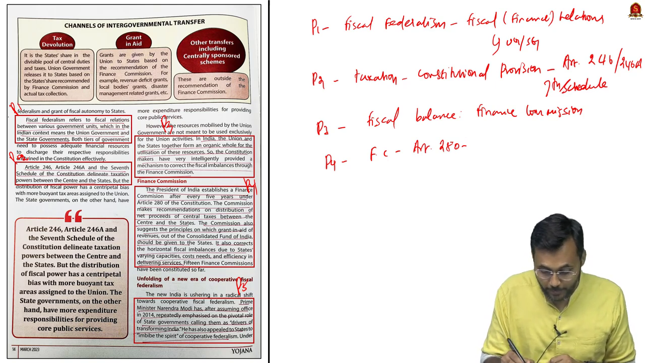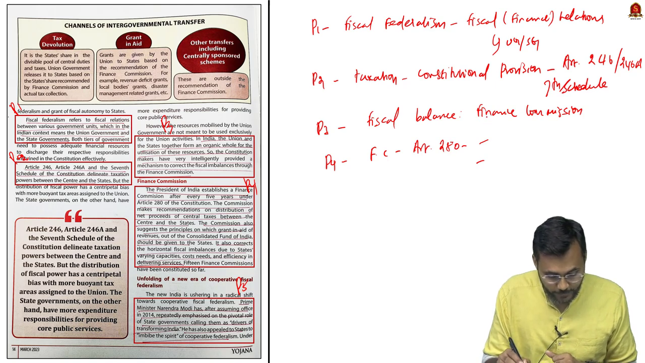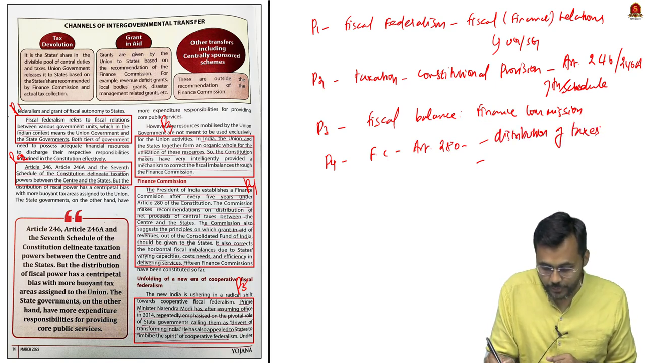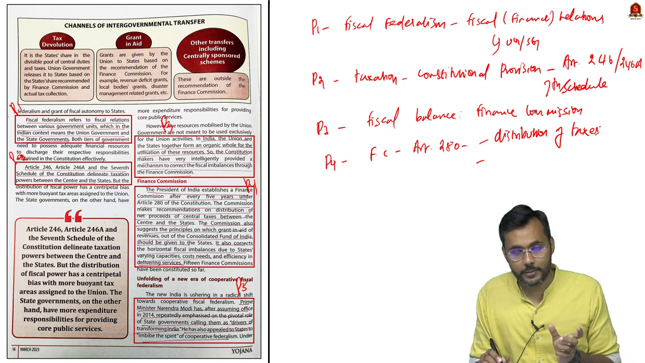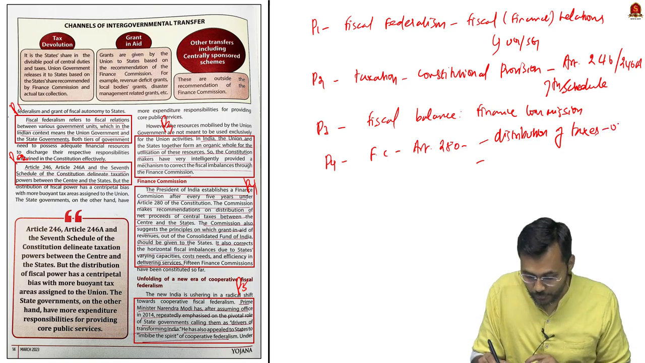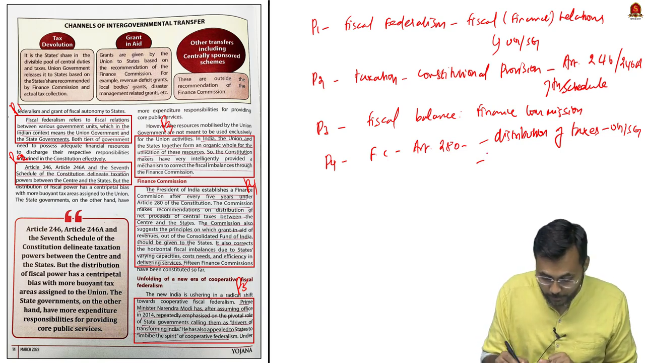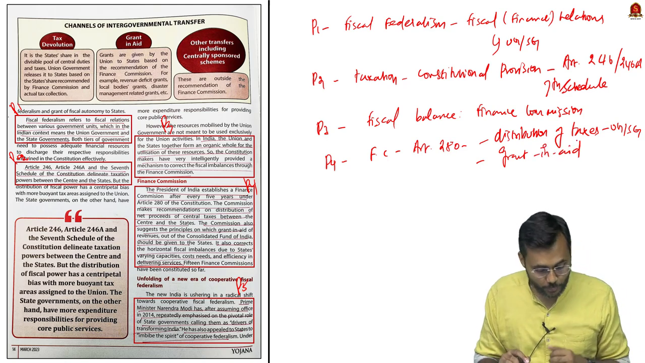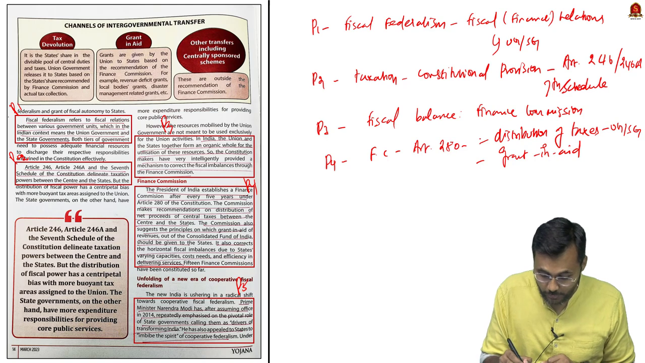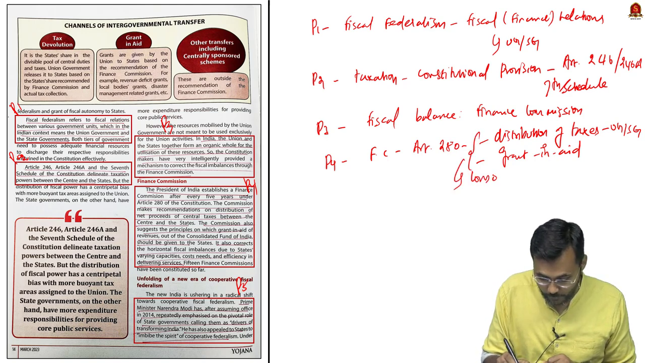Its primary focus is the distribution of taxes. Finance Commission determines the principles on which taxes need to be distributed between union government and state government. That's the primary role of them. And also principles for determining grants and aid. How grants need to be given to states is also decided by this, and all these are done under the Consolidated Fund of India. This is one type of fund.